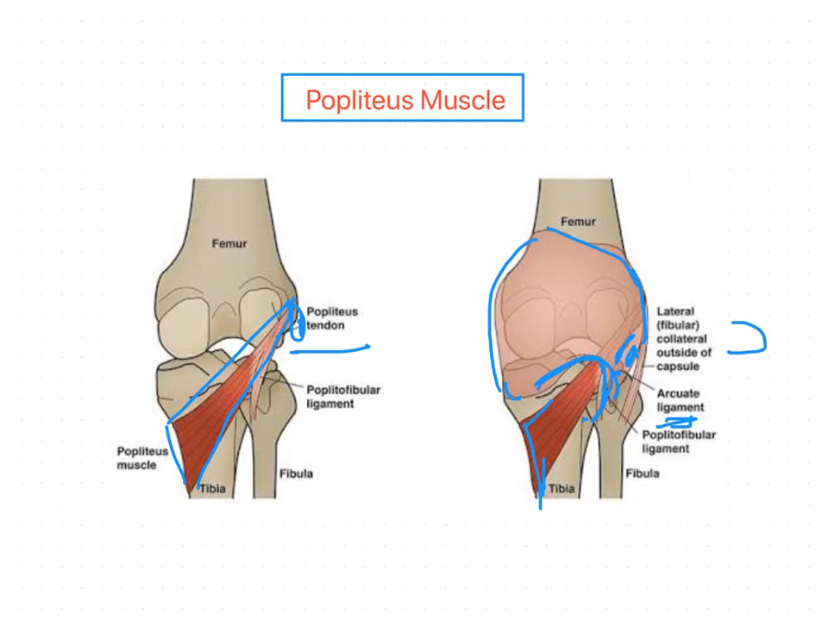And the nerve supply is by the tibial nerve. So what is the nerve supply? The popliteus muscle is supplied by the tibial nerve, that is the medial component of the sciatic nerve. Okay, so this is the sciatic nerve, which is divided into tibial and common peroneal. So this popliteus muscle is supplied by the tibial nerve.